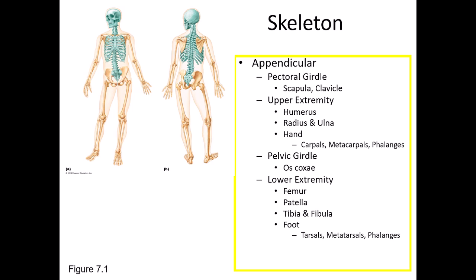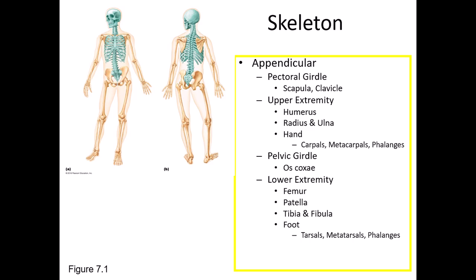The pelvic girdle connects the lower extremity to the axial skeleton. It's formed from the two os coxa, and another name for each os coxa is the pelvic bone. And they will connect the femur to the sacrum. Lower extremity has three portions like the upper extremity. The thigh is the component from hip to knee, made up of the single femur. The leg is the part from knee to ankle, and that is made up of tibia and fibula.